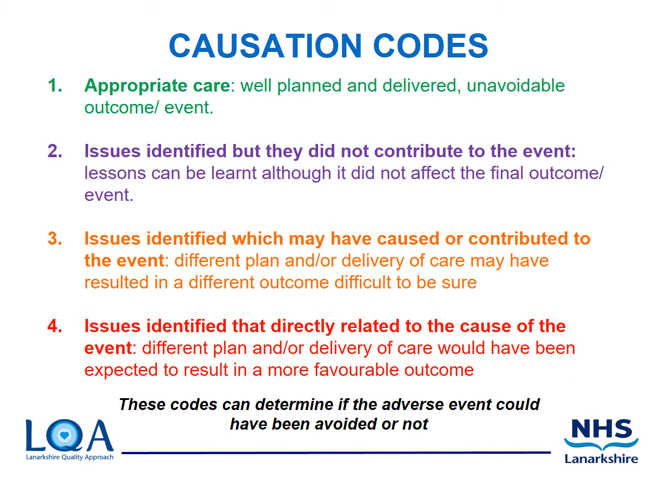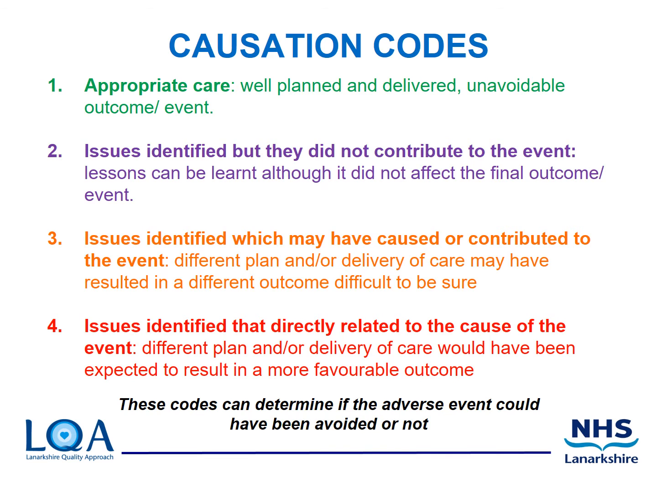Causation codes, as mentioned before, these are what we call outcome codes. Now we've got 1 to 4. So number 1 is where everything to do with the care of the patient was carried out appropriately, therefore the outcome was unavoidable. Number 2, there could be some issues with the care, but these didn't affect the outcome, therefore they didn't contribute to the event.